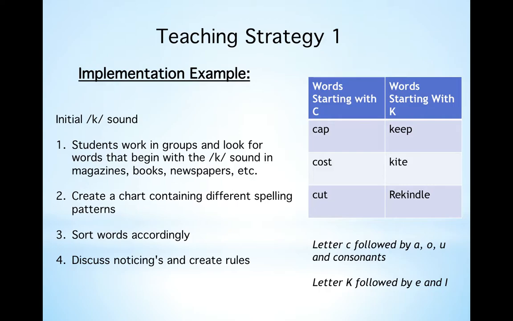And then once this is done, students can talk in their groups about what they noticed and then create rules based off of these patterns. So looking at this chart, students might notice that every word that begins with C comes before the vowels A, O, or U, and then they might notice that every word that starts with K comes before the vowels E and I, and that will better help them to understand the rules that the letter C is followed by A, O, and U in consonants, and the letter K is always followed by E and I. And again, this just helps students understand the rules in a more meaningful way rather than just memorizing them.